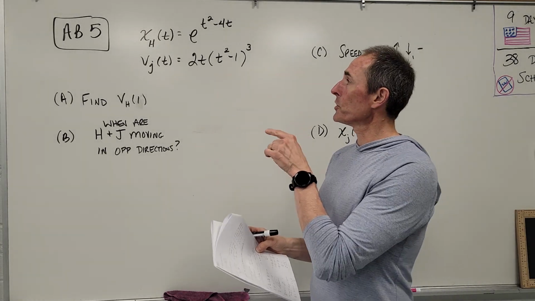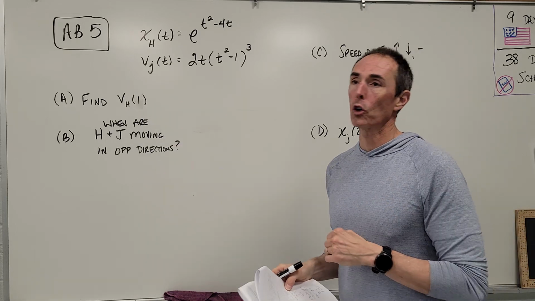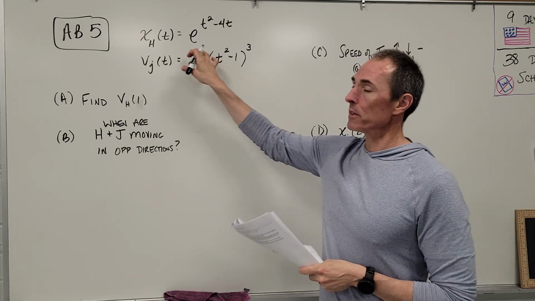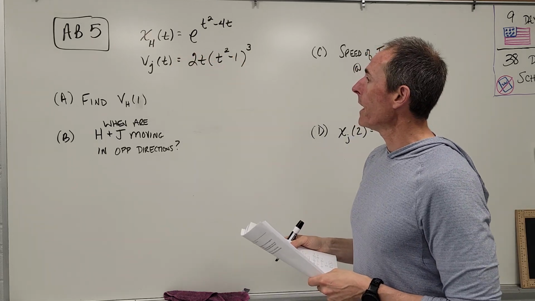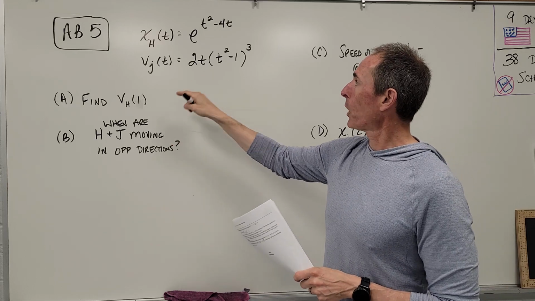Okay, let's take a look at the solutions to 2025 AP Calculus AB5. This is a particle question. We have two particles, particle H and particle J. We're given the position of particle H and the velocity of particle J. And in part A, they're asking us to find the velocity of particle H.